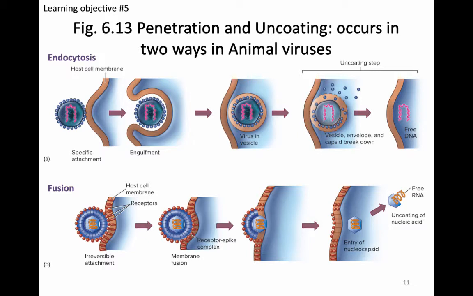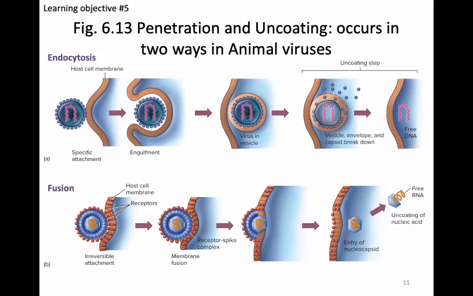In fusion, viruses penetrate the host cell by the envelope fusing with the membrane of the host cell so that the contents of the virus can get into the interior of the host cell. Then the capsid is broken down in uncoating, and the viral nucleic acid is free in the host cell interior.